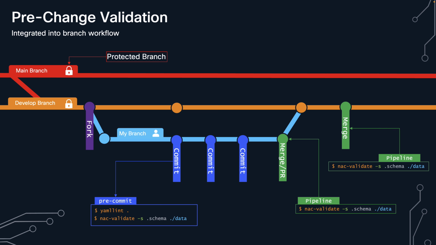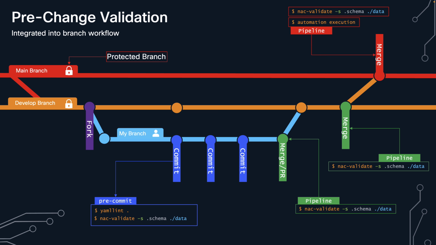And as we progress, it's the same structure. Another merge is going to happen. It's going to go back into the main branch, where a merge happens, and then a full structured validation occurs. In this case, we're really simplifying it, but to give you an idea, NAC validate is run before the automation execution is run, to make sure that the data is correct and structured correctly for the automation engine.